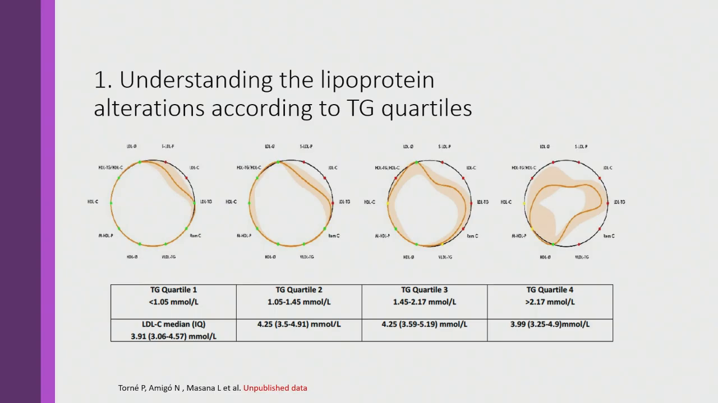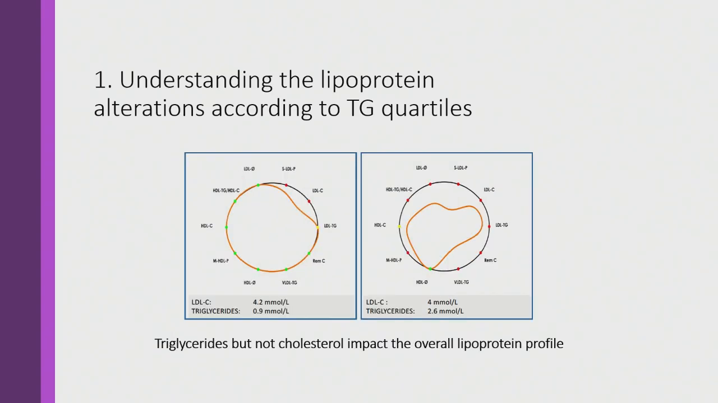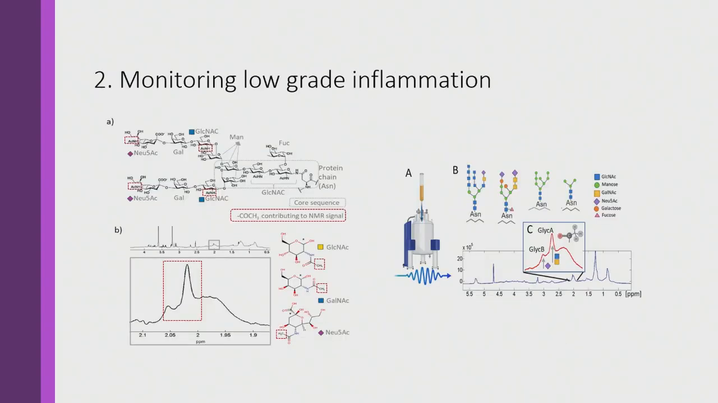And we can see that the first quartile only has a bit of LDL cholesterol, but according to the increase of the triglycerides, we start identifying alterations in many other parameters: in the size of the LDL particles, in the composition of the HDL particles, in the concentration of HDL particles. So the triglycerides are triggering these alterations. We can see that in an individual with exactly the same amount of LDL cholesterol, this amount of triglycerides is generating many more alterations than in the other case. It's not the LDL in that case.